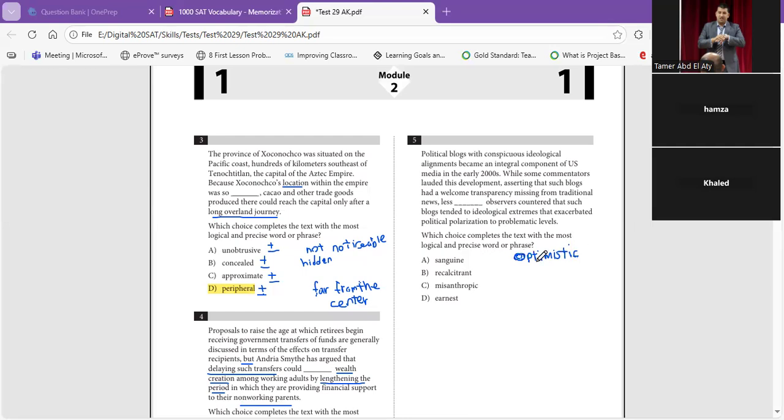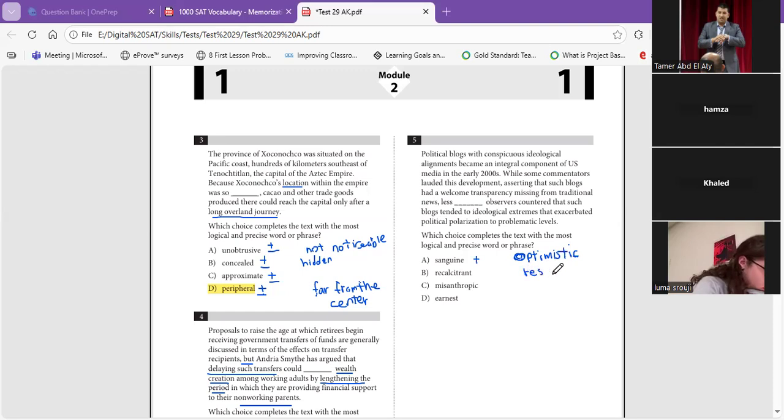So sanguine is optimistic, positive. The word after is recalcitrant. Recalcitrant means resistant to authority. Again, a new word. Recalcitrant is resistant to authority or change. Resistant. So it's negative.